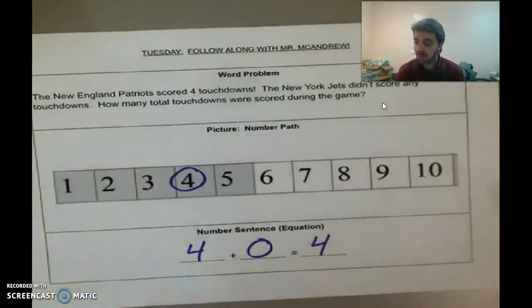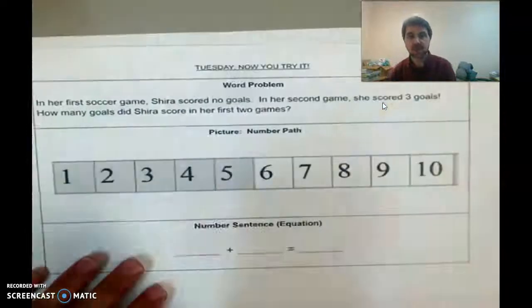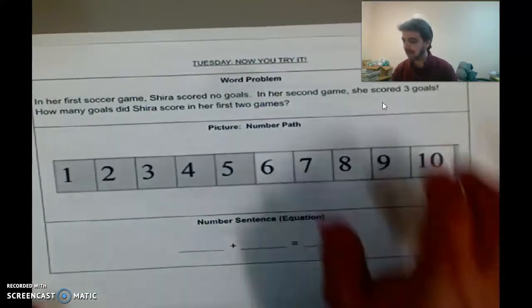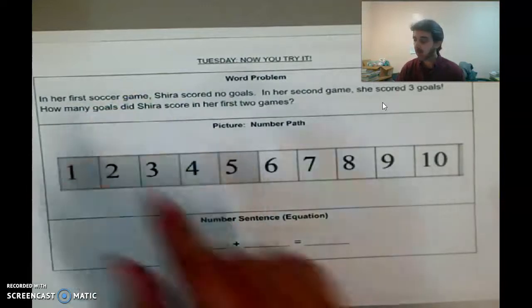Let's try the next word problem. So the next one looks like this. It's about a soccer game. Sorry, boys and girls, I had some potato chips and they're not sitting well with my throat. So I'm going to read it, then I want you guys to work on it, okay?